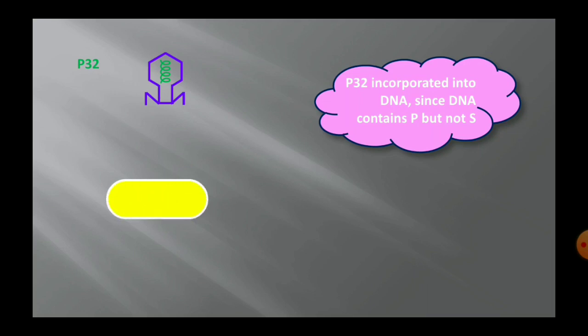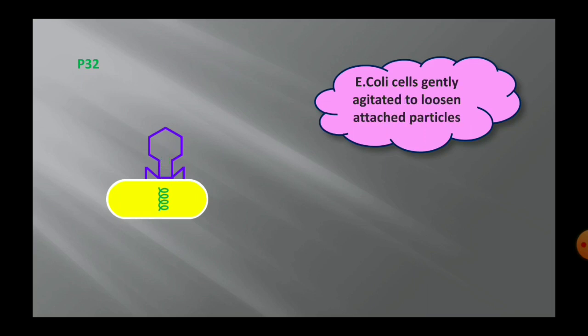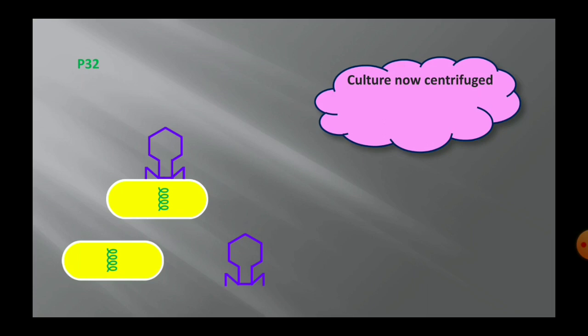So such T2 bacteriophages were allowed to infect E. coli cells. The capsid remains outside, whereas DNA, radioactive labeled DNA, penetrates into the cells. Very important: radioactive labeled DNA, that is P32 DNA, penetrates into the host cell. Then E. coli cells were gently agitated to loosen the attached particles. Then the culture was centrifuged.